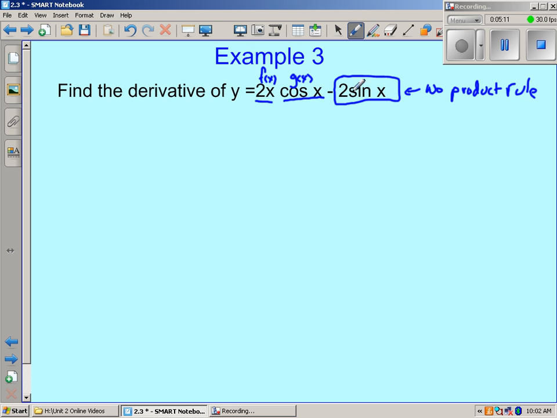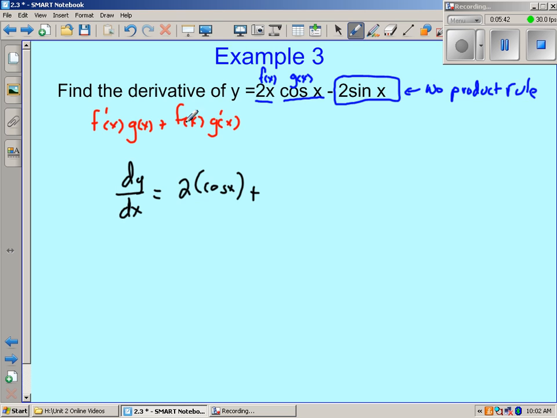So when I take the derivative of this thing, I'll write out the product rule one more time. It's f prime of x, g of x, plus f of x, g prime of x. And so in order to do this first part, I do have to use the product rule. So dy dx will equal, well, f prime of x is the derivative of this, which is just 2, leaving cosine of x alone, adding on, leaving f of x alone, which leaves the 2x, and then taking the derivative of cosine of x will give me negative sine x.